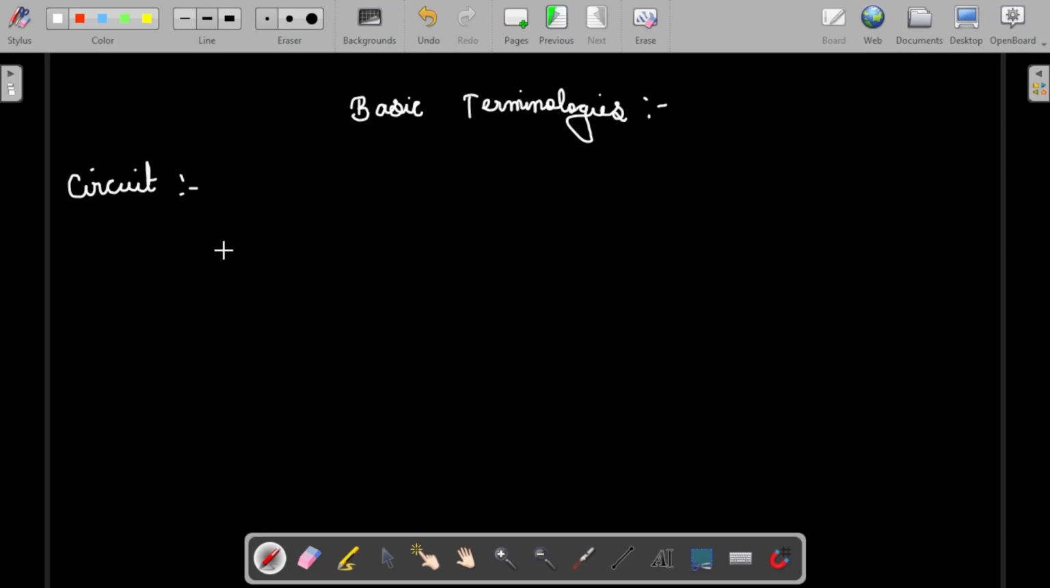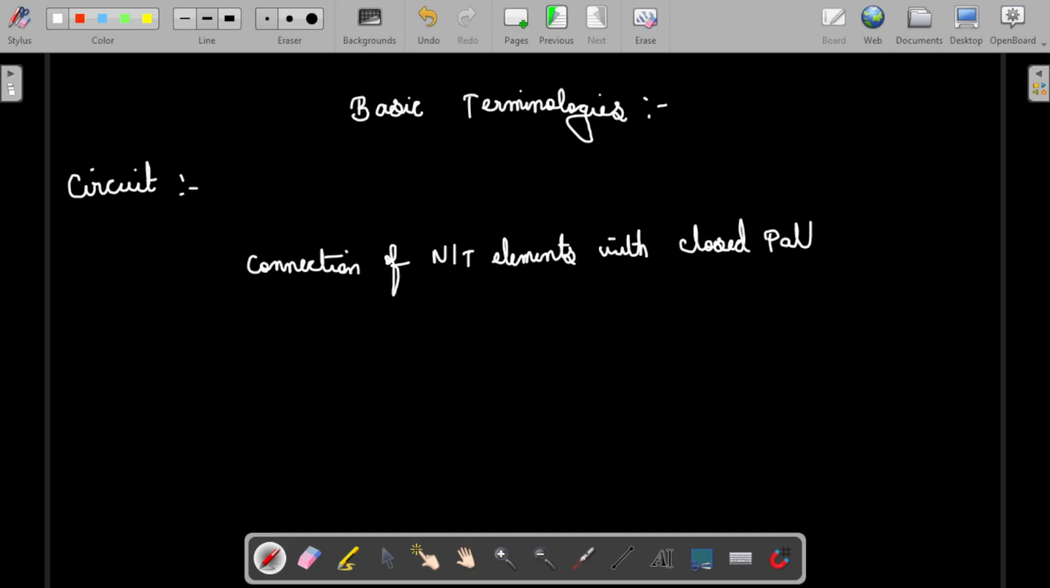A connection of network elements such that there exists a closed path for current to flow is called an electrical circuit. Generally, it is nothing but an interconnection of components. A connection of network elements with a closed path will be called the circuit. So if there is an interconnection of different network components or elements with a closed path, then only that will be called the circuit.